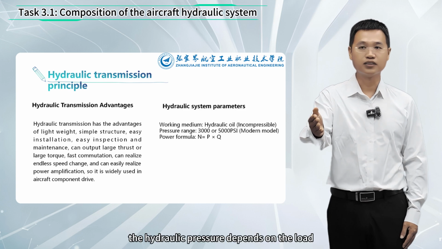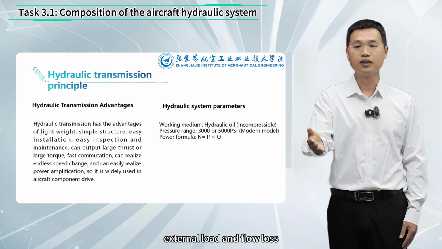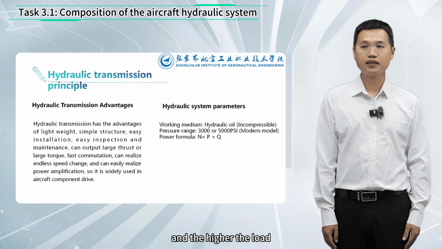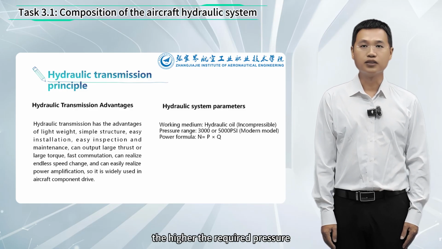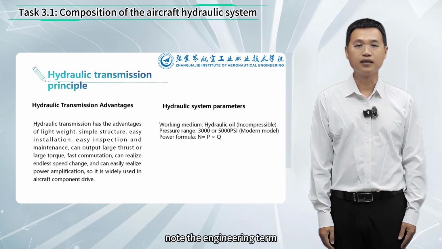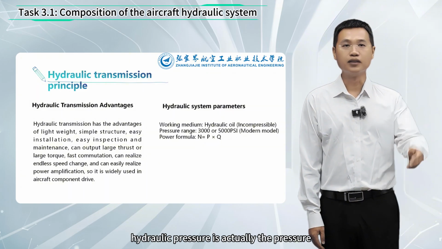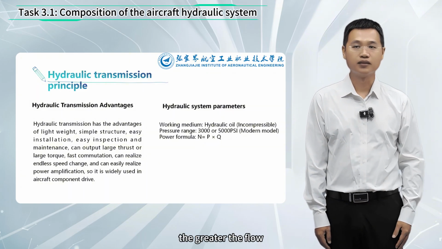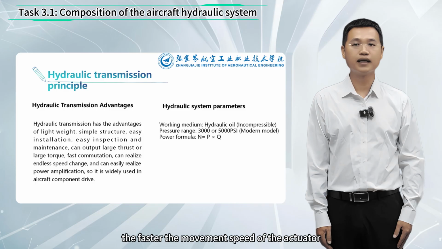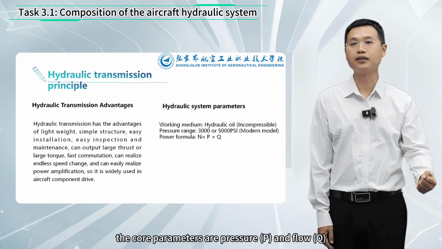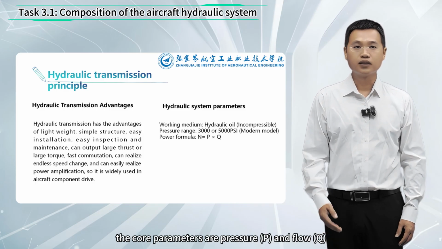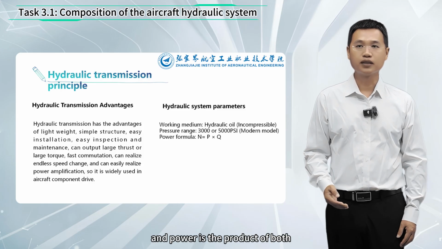The hydraulic pressure depends on the load, external load and flow loss, and the higher the load, the higher the required pressure. Note, the engineering term hydraulic pressure is actually the pressure. The greater the flow, the faster the movement speed of the actuator. The core parameters are pressure, P, and flow, Q, and power is the product of both.